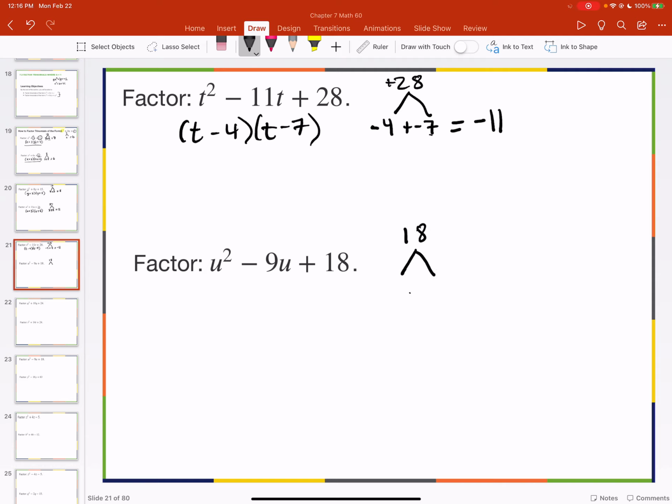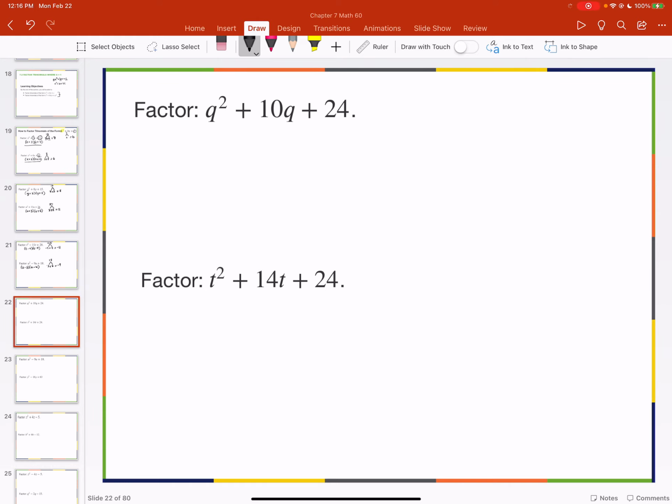Let's do one more. What are the factors of positive 18 that add up to negative 9? That already tells you these have to be both negative. So you have negative 3 times negative 6, which gives you positive 18, and combined they equal negative 9. So then you would write u minus 3, u minus 6. Not too bad.